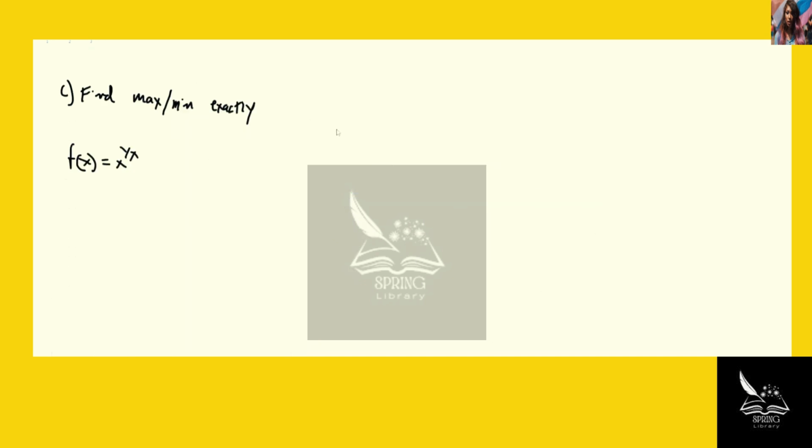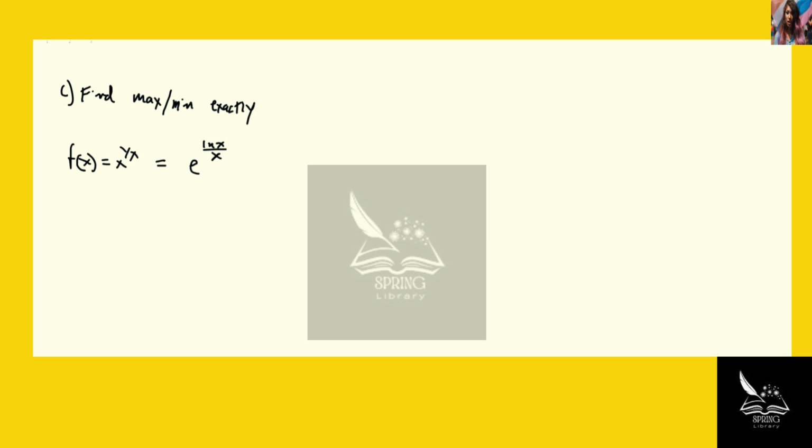Now, to finish off part C, we estimated what our max and min should be. Now we want to find them exactly. And remember, to do that, we need to take the derivative and find our critical values. Before we actually do that, I'm going to rewrite this to make it a little bit easier to take the derivative. I'm going to write this as e to the natural log of x over x, just like what we had before.